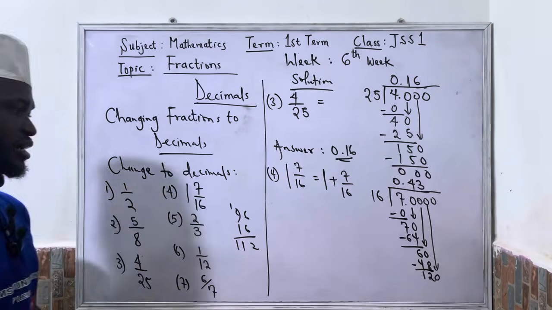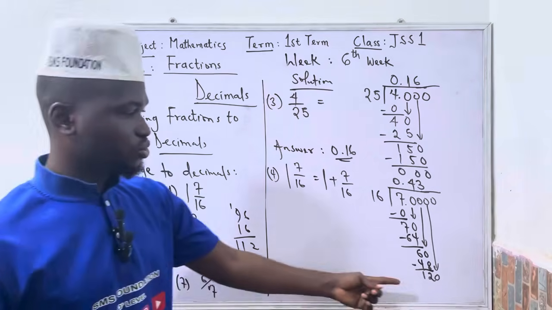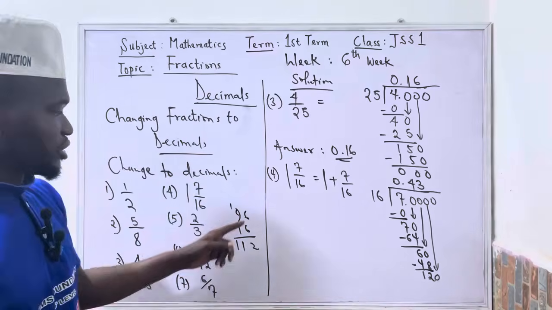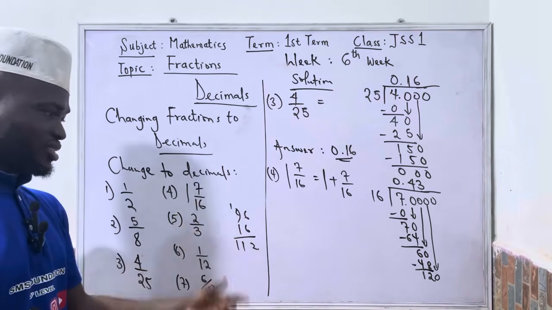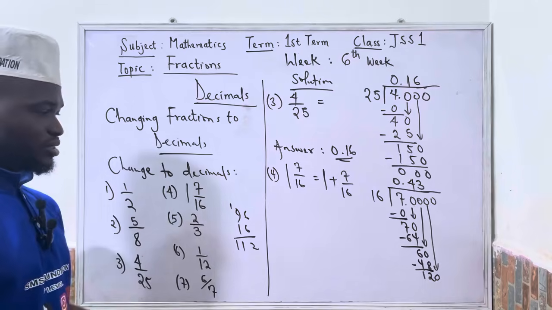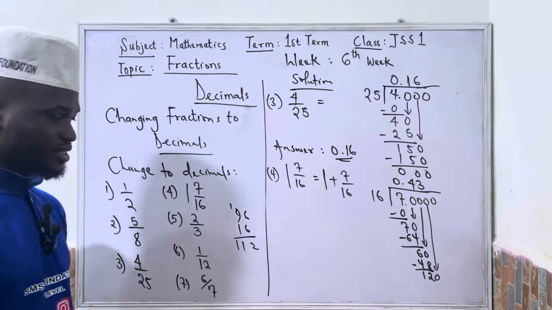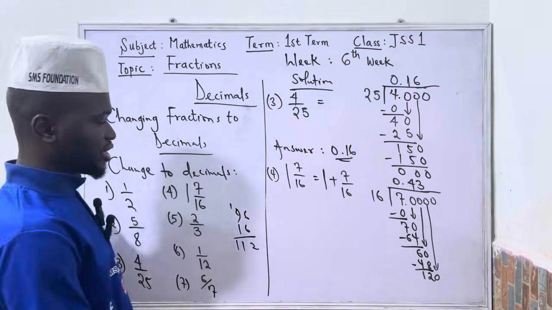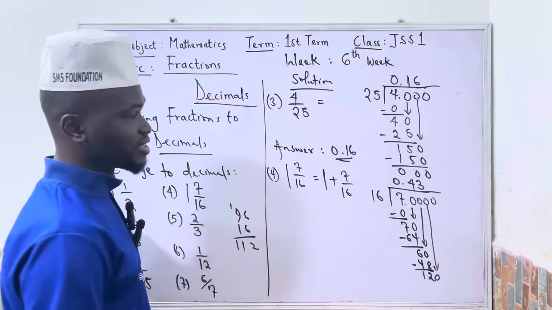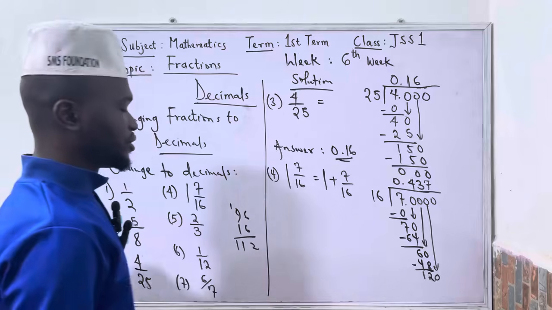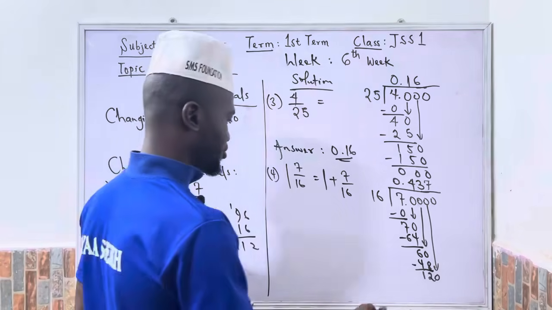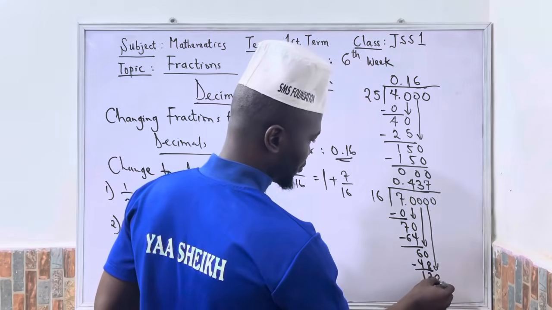This is the closest one to 120. So I will just put 7. That means I'm going 16 times 7 times. It will be 7, right? Now 16 times 7, this will give me 112.